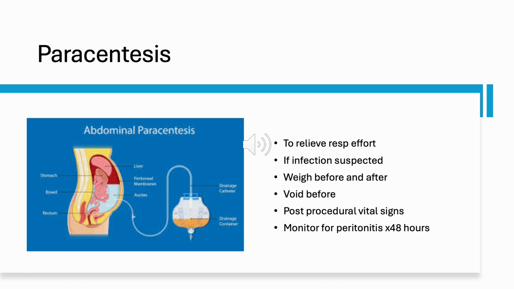Before the procedure, make sure the consent's on the chart, witness that. Weigh the patient before and after the procedure, because you want to know if they lost weight. They should lose weight because usually they take off a large amount of fluid. You want the patient to void before, and that is to prevent the bladder from getting punctured. You want to put the patient supine with the head of bed elevated. That's the positioning for this procedure.